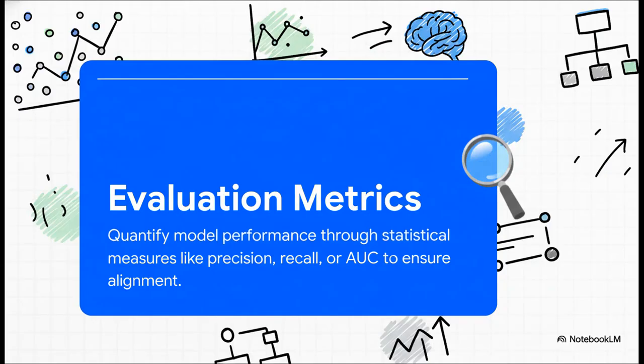So how do we actually grade this exam? What's a score? Well, we use specific scores called evaluation metrics. The most famous one is accuracy. It's simple. What percentage of the time did the model get the right answer? These metrics give us a hard number, a real grade, so we can judge exactly how well our model performed.